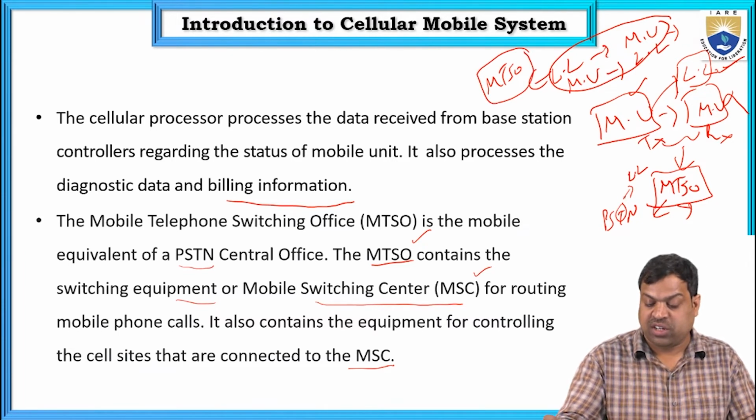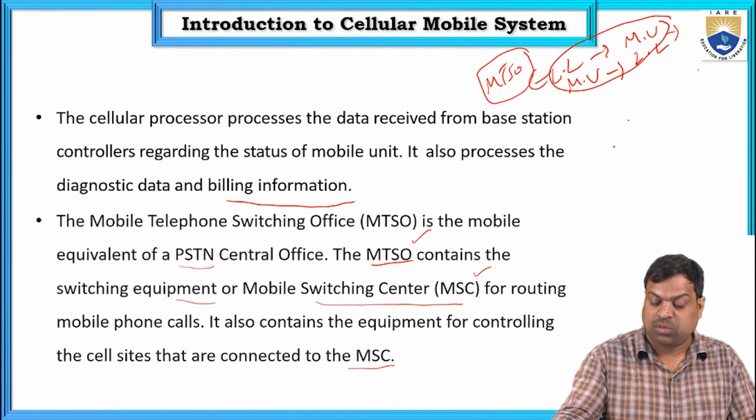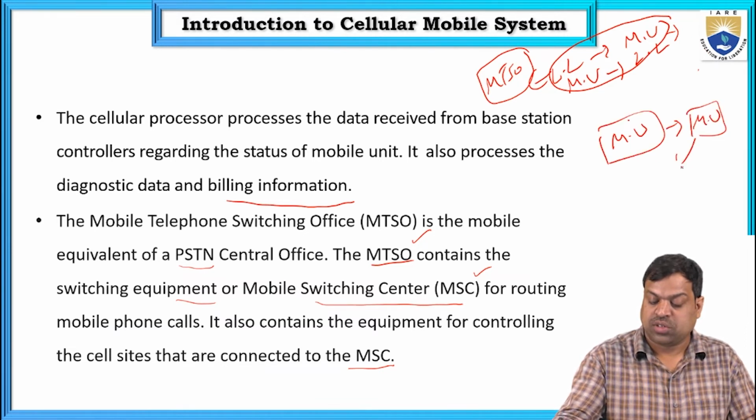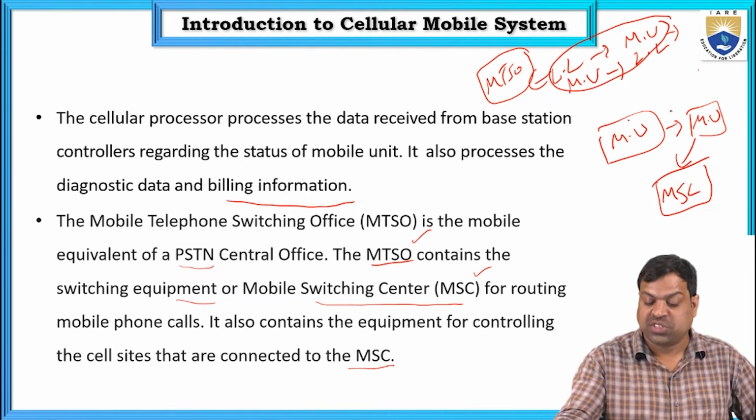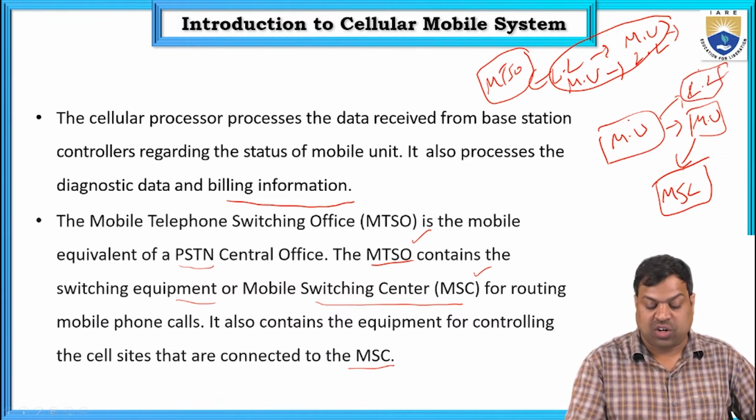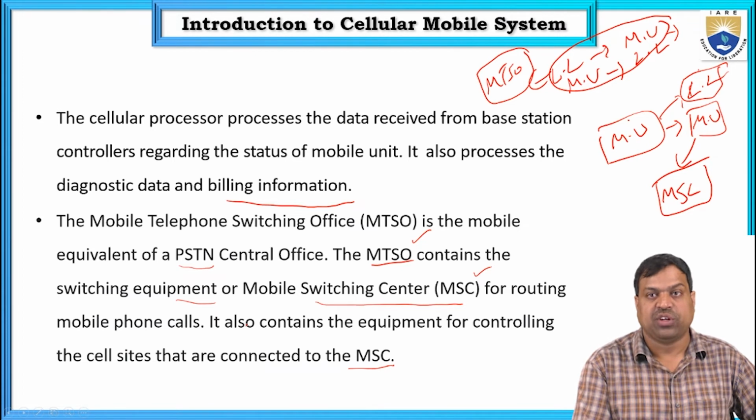Other than that, if I'm using only mobile unit to mobile unit, this I'm taking as a MSC, mobile switching center. Why? Because it is only the communication between mobile to mobile. That is a mobile switching center. When the communication is between the mobile unit and landline, then I'm calling it a MTSO or PSTN, public switching telephone network. That is the main difference. So that is the reason we mentioned what is MSC, what is MTSO, and what is a PSTN.